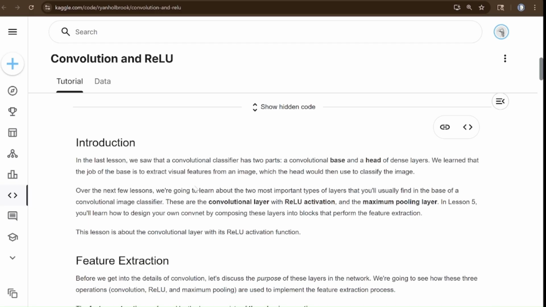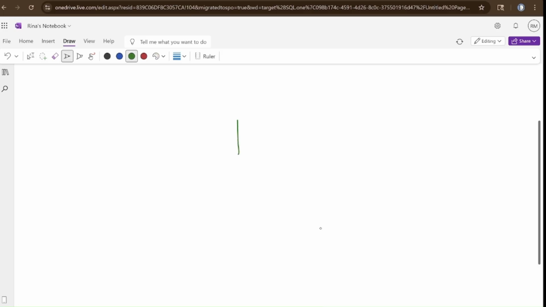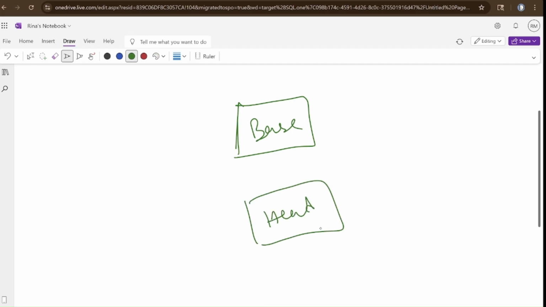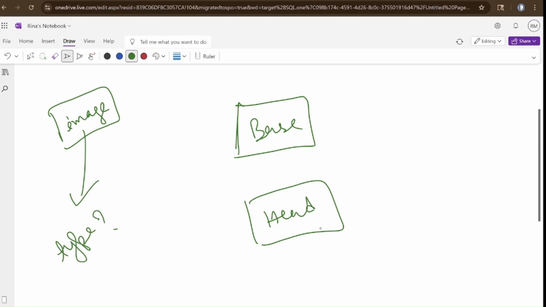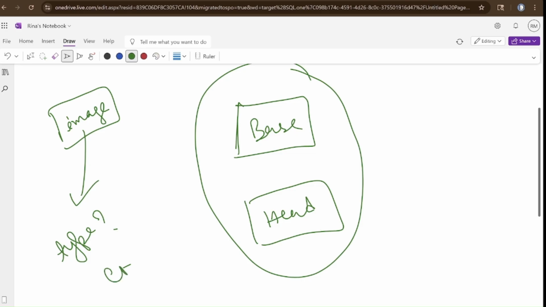So in the last lesson we saw that a convolutional classifier has two parts. If you remember, one is the base, another one is the head. Why is a convolutional layer used? To identify an image. You will be given an image and you have to tell what type of image it is. Is it a car? Is it a bus? Is it a truck? Is it a boy? So for that you need a convolutional layer, CNN.